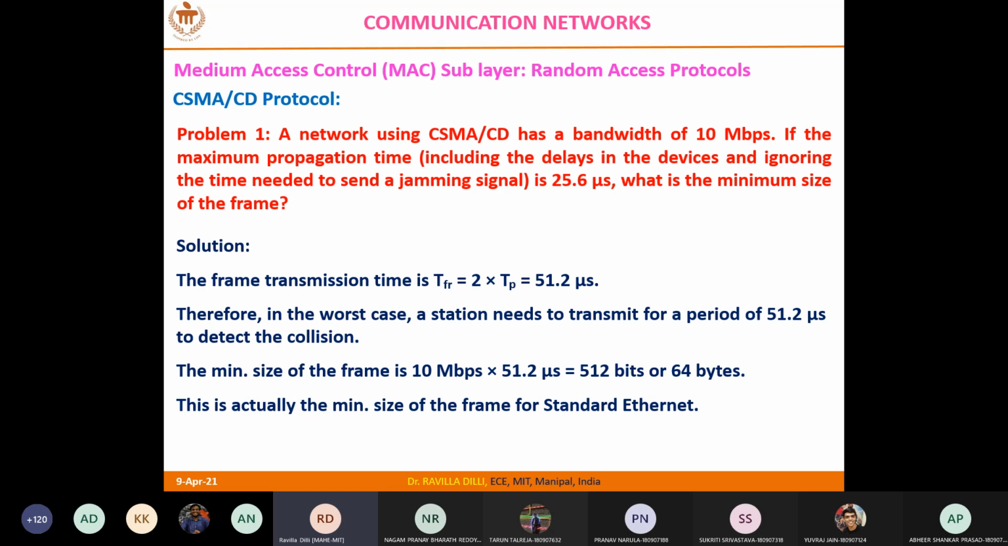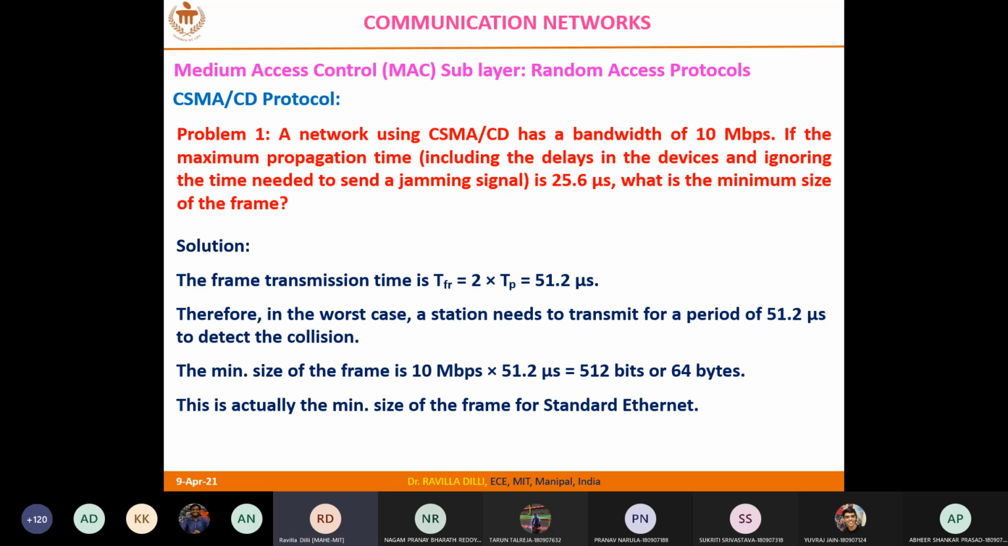So now, you know that the bandwidth is 10 megabits per second. So per second 10 megabits, per 51.2 microseconds, how many bits? So that is how you can define the frame size. So that is 64 bytes, which is nothing but 512 bits. So this is the minimum frame size. It should be 512 bits.